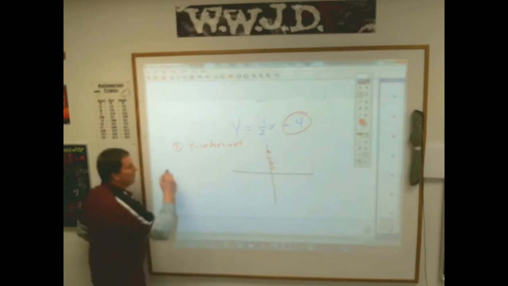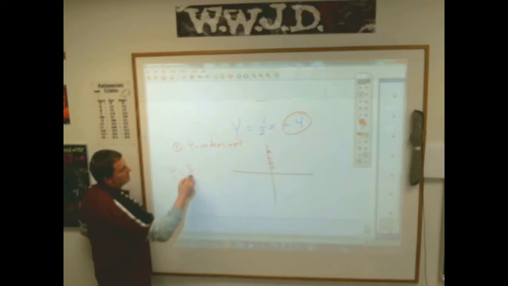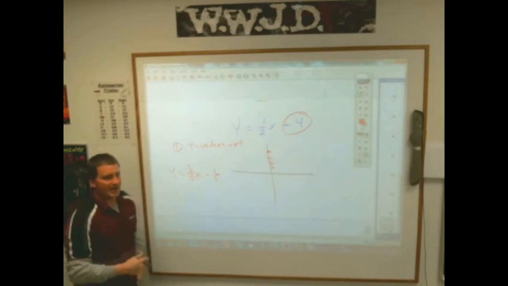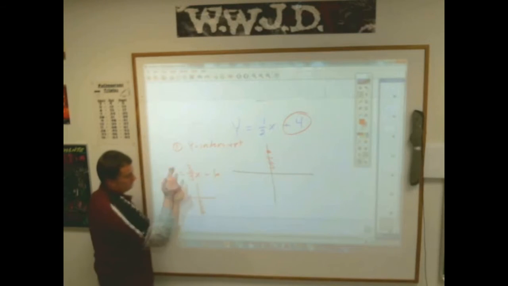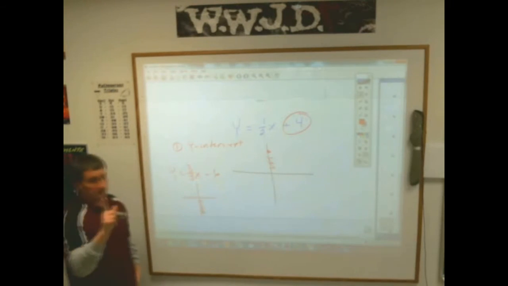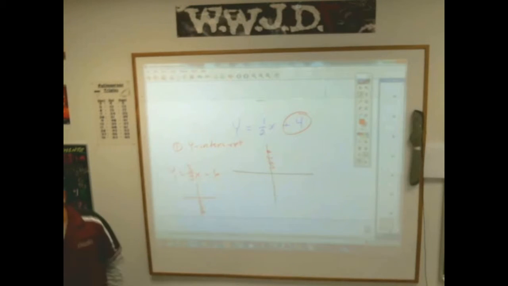Let me give you another one. y equals 3/8 x minus 6. Where am I going to put a dot on the y-axis? At -6. 1, 2, 3, 4, 5, 6. That's my starting point. Starting point doesn't change.